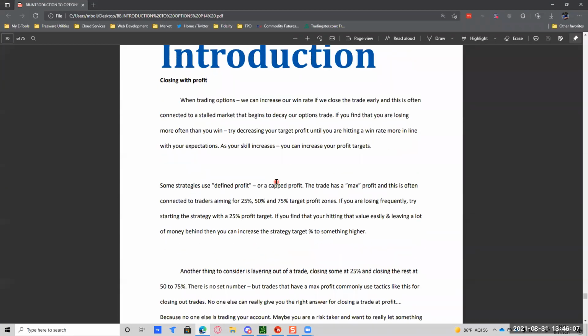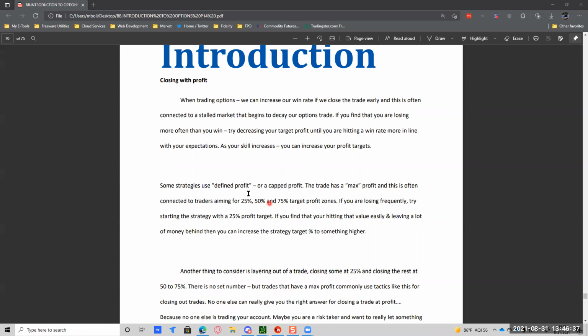All right, closing with profit. Now, this is something when I was newer to trading that I really got hung up on. I wanted to have a good idea of where to close this trade. There's this industry standard that we hear a lot by a big name firm, Tasty Trades, Options Alpha. There's a lot of places out there that talk about closing the trade at a defined profit target.